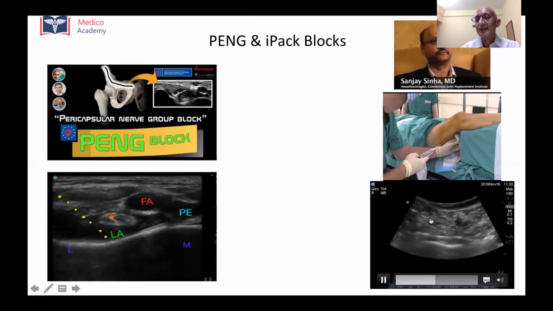Logic says that all the nerves coming to the joint must be traversing through this plane, and as this plane opens up and local anesthetic is flooded, all the nerves which are traversing this plane logically should be blocked, and they are. Believe me, it's quite an effective block.